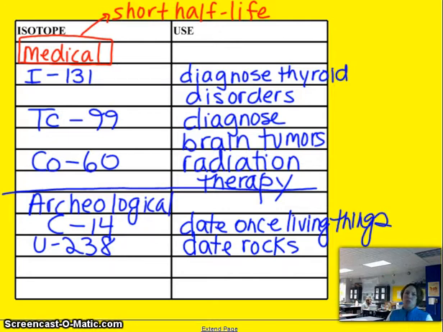Uranium-238, again, is used to date rocks. So if you take a sample of the Earth's core and you get a rock and you want to know how old that rock is, you can use uranium-238. Okay?